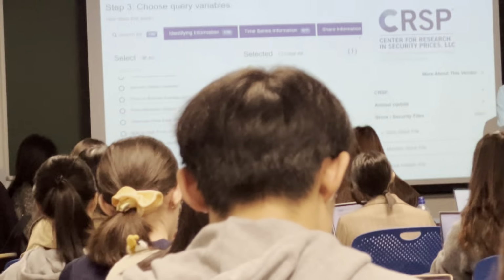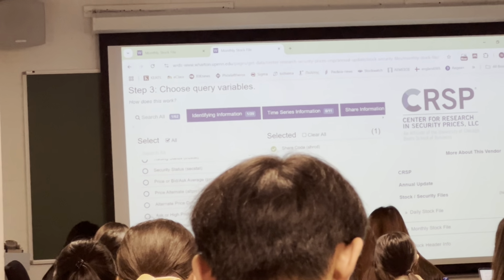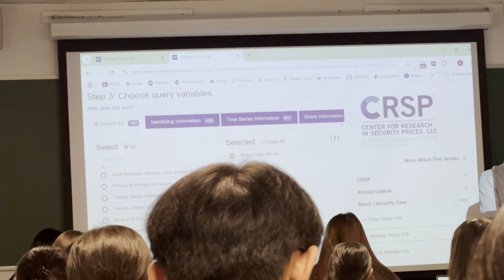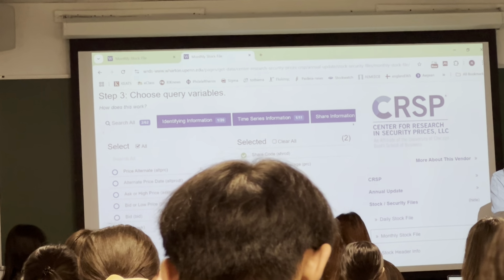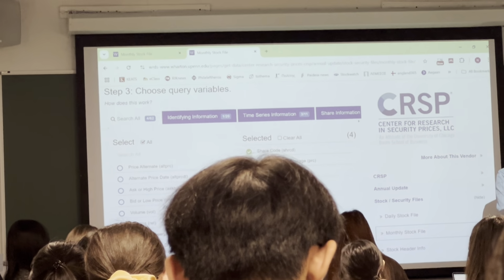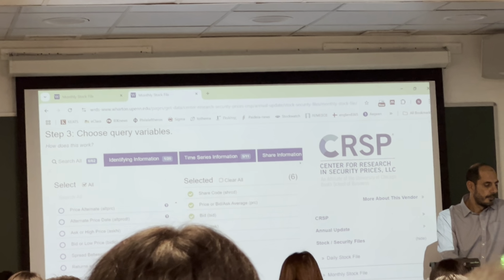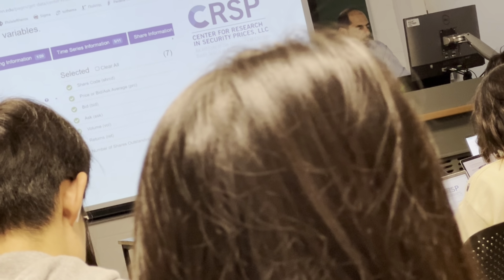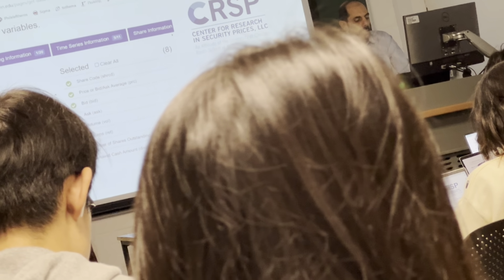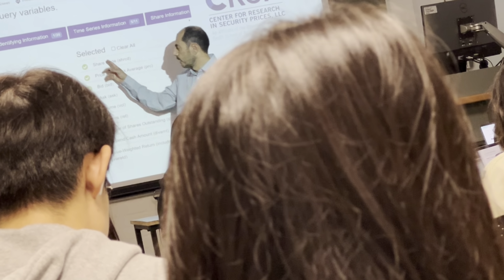Then I want to download price. Where is price? Here: bid, ask, volume, return, shares outstanding, the dividend, and the last one is the value weighted return. These are the variables suggested in the PowerPoint tutorial.